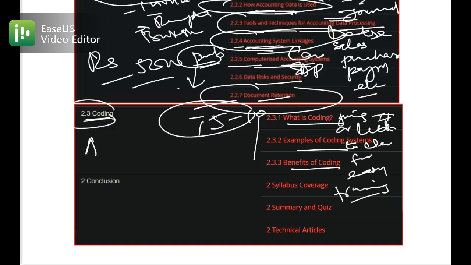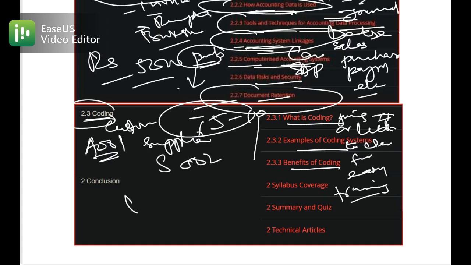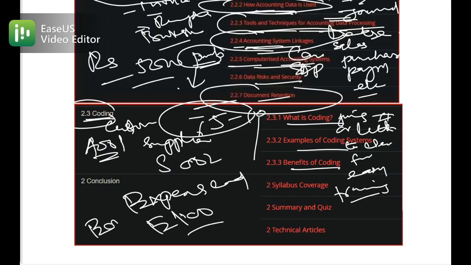If we give a supplier a coding, for example, S002. If you want to give coding to expense, the expense code will be like E100, or you may say E001, like this. So these are the coding. And the examples of coding systems will be discussed in this chapter, which means that you will have numeric codes, alphabetical codes, or combinations.